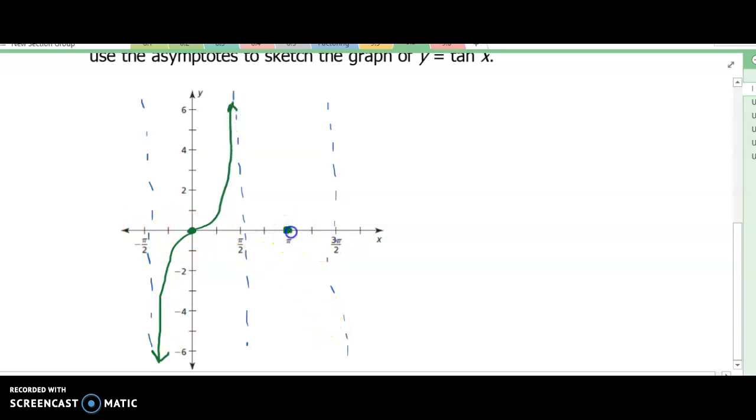Then we repeat that again, getting closer and closer, but we never touch. Okay, so this is what the parent function of tangent looks like, and just like sine and cosine, we can continue drawing these periods, and they would be the same. So this would just repeat its pattern over and over.